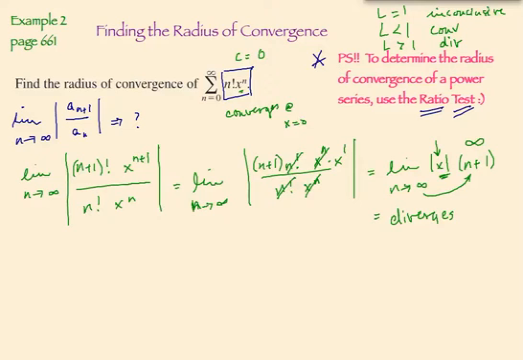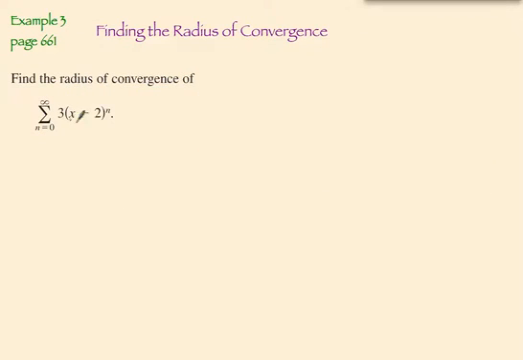Now, just a final note on this. Remember that since it only converges at x equals 0, the radius of convergence is 0. So it did say find the radius of convergence, and so we probably should answer that question. It might show up that way on a test or quiz, or no, I mean the AP exam. All right, so now let's find the radius of convergence for this series.